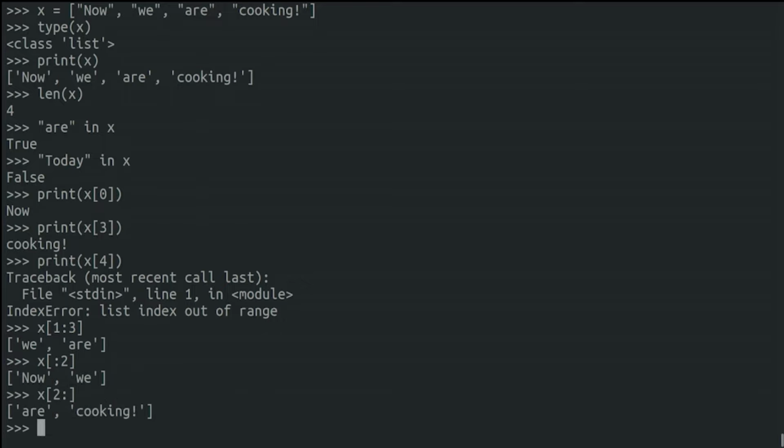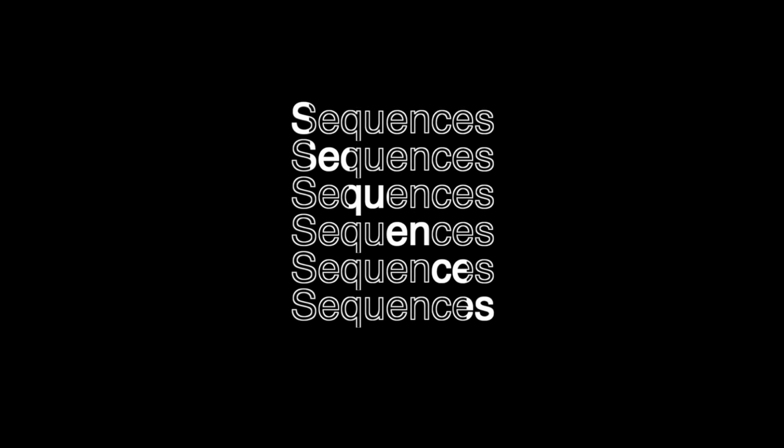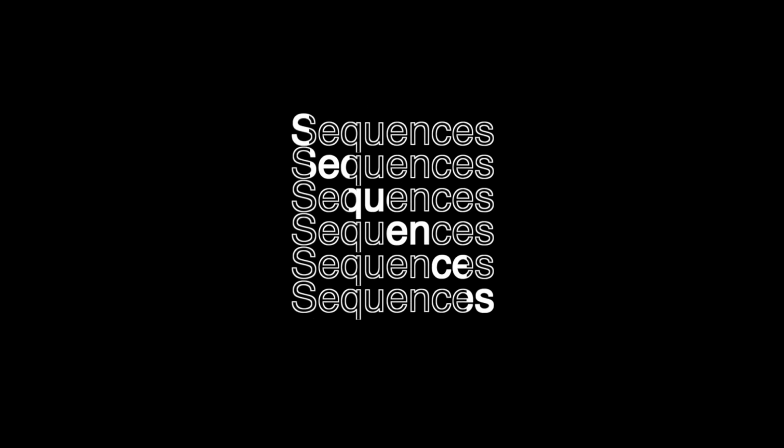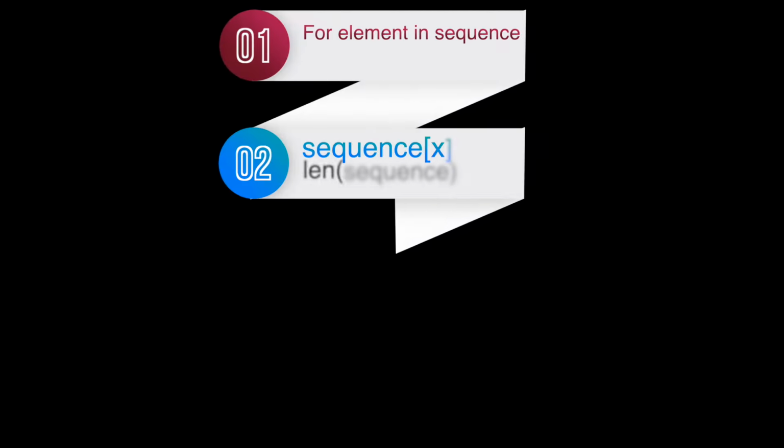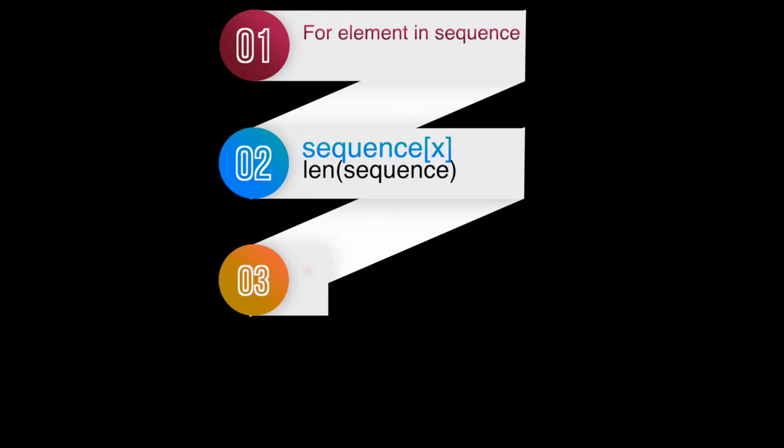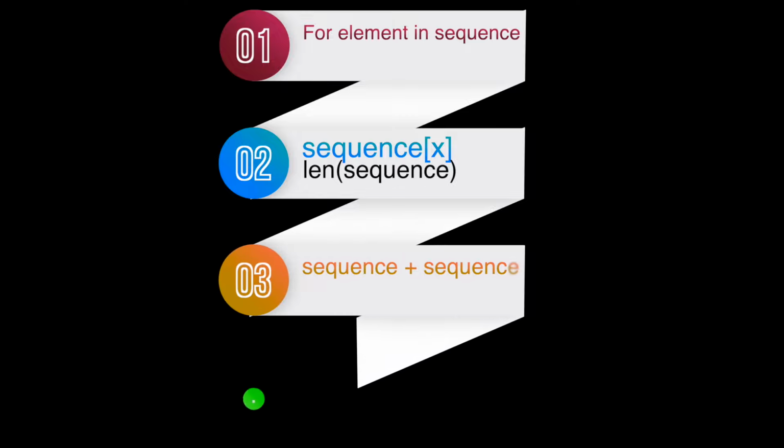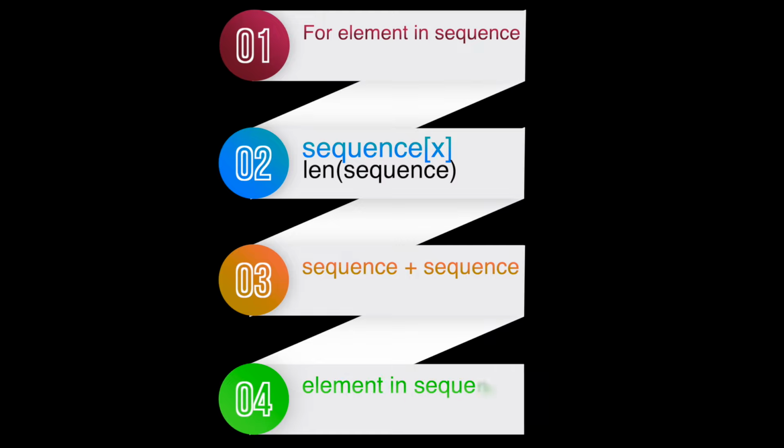In Python, strings and lists are both examples of sequences. There are other sequences too, and they all share a bunch of operations like iterating over them using for loops, indexing, using the len function to know the length of the sequence, using plus to concatenate 2 sequences, and using in to verify if the sequence contains an element.